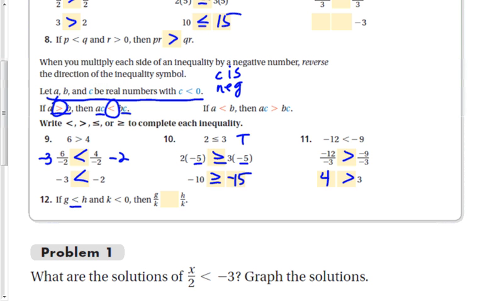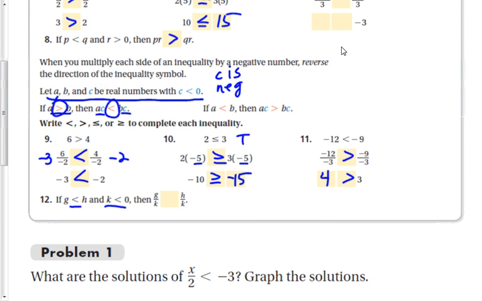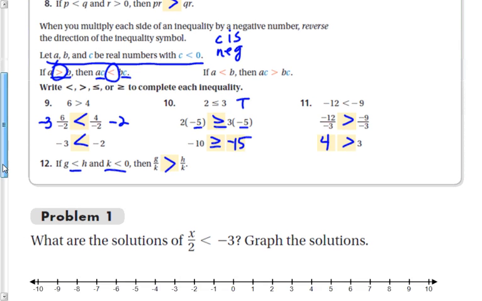So if you start with less than and you divide both sides by a k that's less than 0, you're going to end up with a reversed sign. So we have to reverse the sign. We started with less than, and we're now going to have greater than. All right.